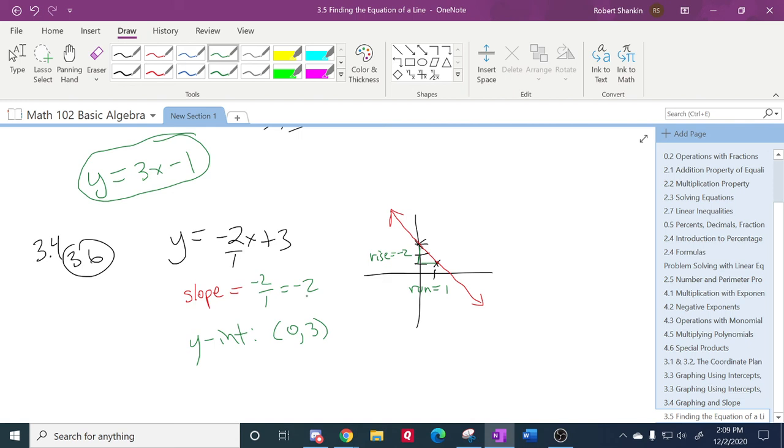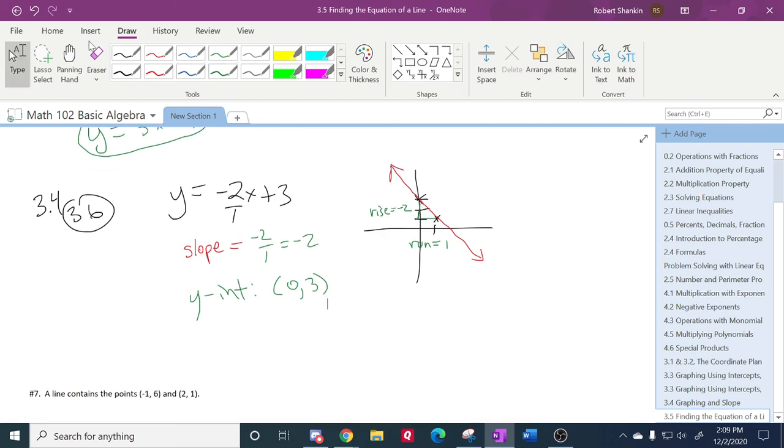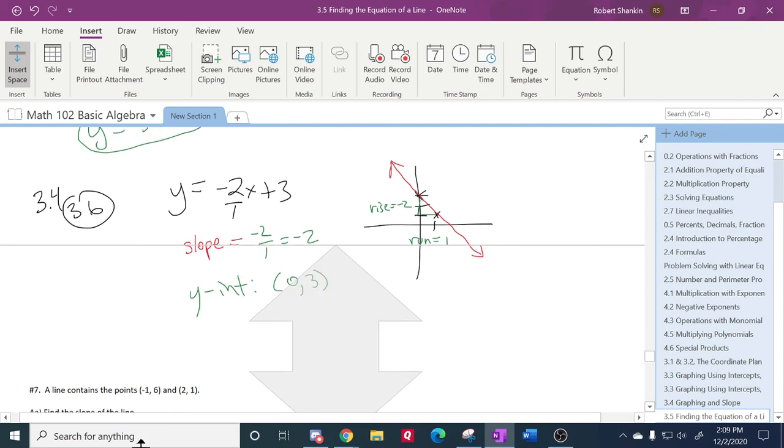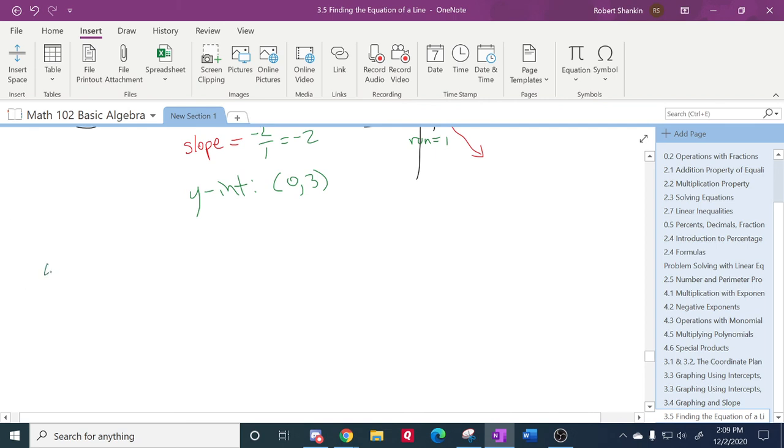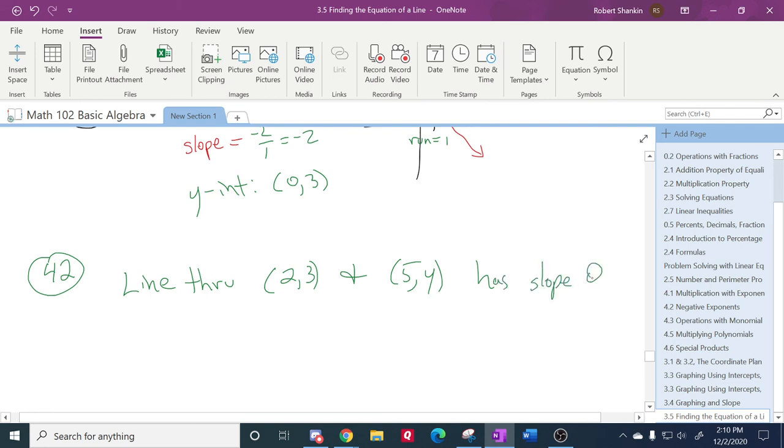Okay, and what was the other one? 42. Find y if the line through 2, 3, and 5, y has slope 0. Find y.